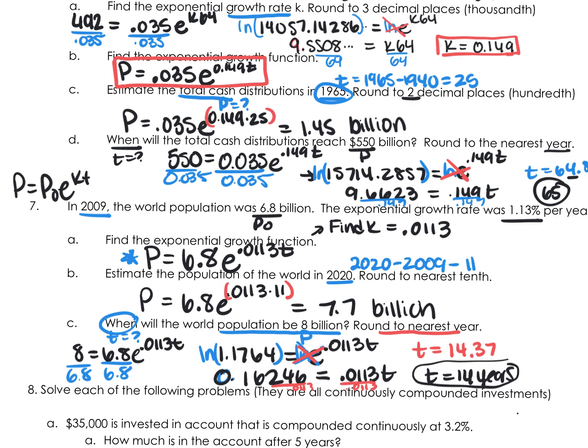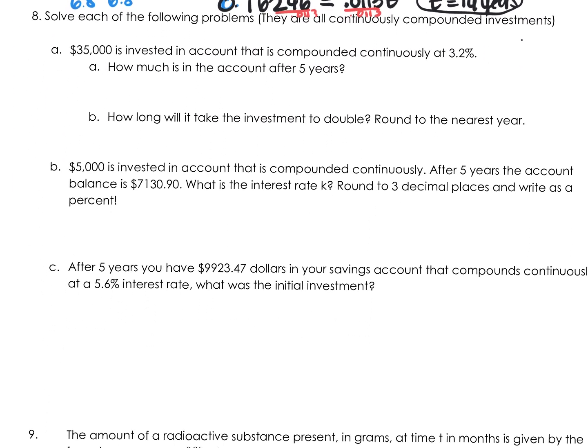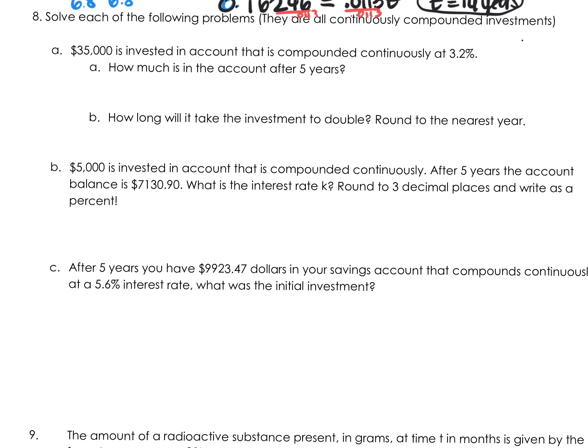All right, so for the next couple questions, these are all continuous compound questions. So we'll be using A is equal to Pe^rt equation from your list of equations because it's continuously compounded. So this first one here says that $35,000 is invested. So that will be our starting amount, P, that is compounded continuously. So we're using that equation, and this is our rate. So we move the decimal over 2 spots. And we want to know how much is in the account after 5 years. So this is our time. So we're looking for A.